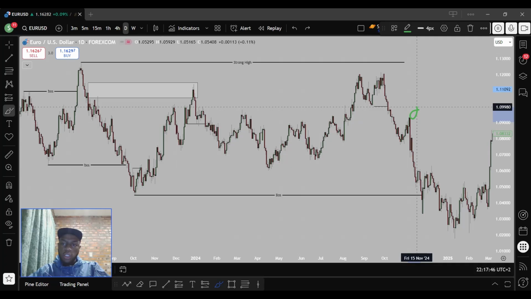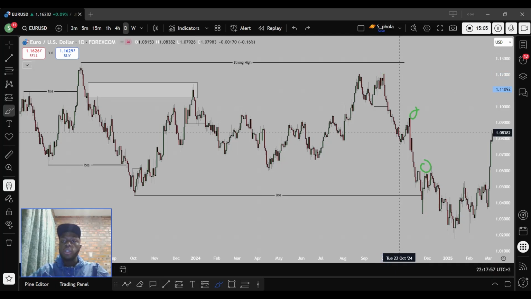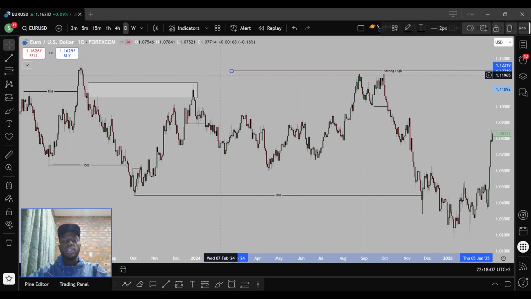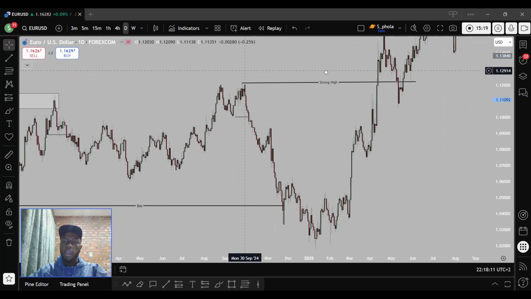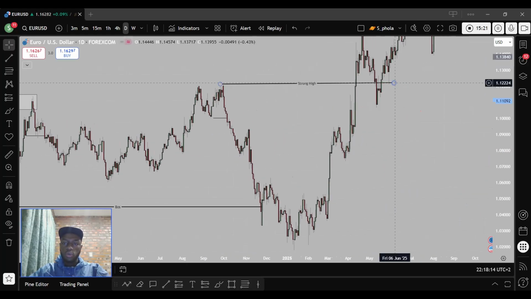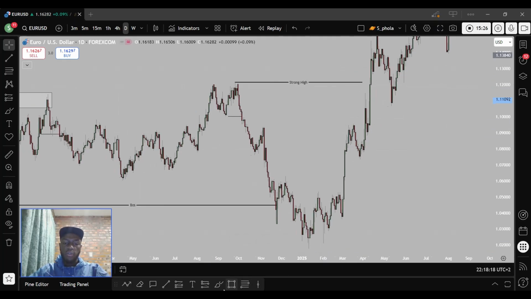Out of all these highs, which one is the strong high? 3 seconds. Hopefully, you said the first one that is there on top, right? Because why? It is our highest point that led to the break of this low.